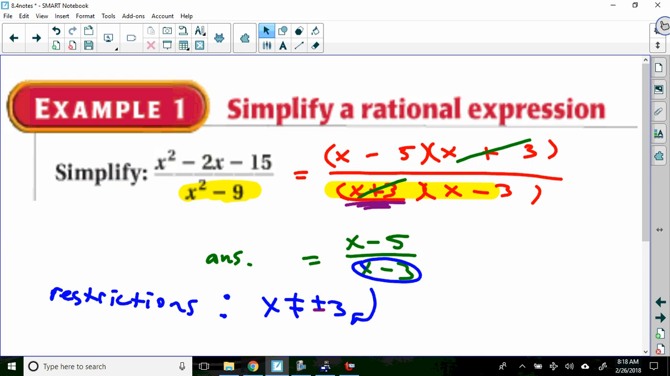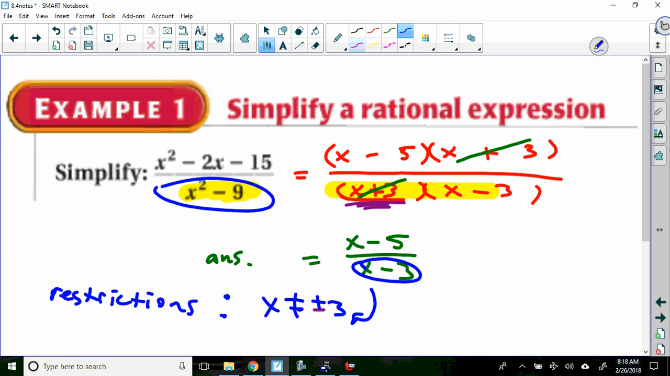To find the restrictions, you take the denominator from where you start. You take that denominator, x squared minus 9, and set it not equal to 0. That gives you your restrictions. X squared can't equal 9. You take a square root. X can't equal plus or minus 3. That's it. You just take the denominator, set it not equal to 0, and that's it. Okay?